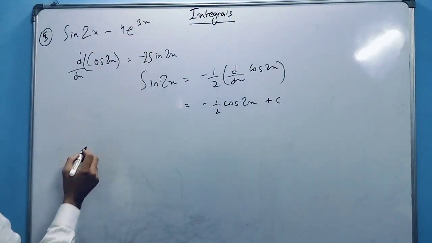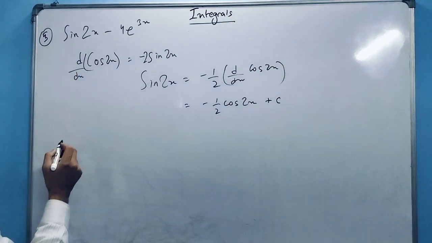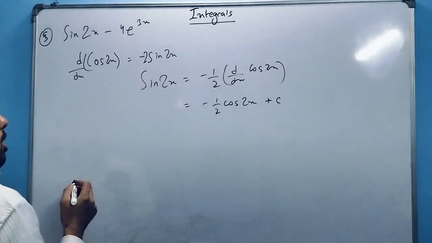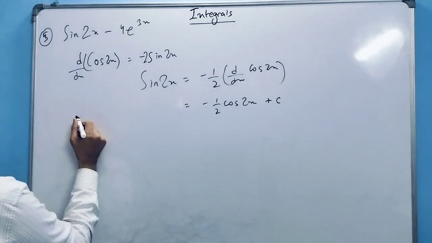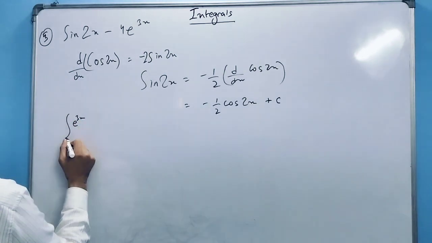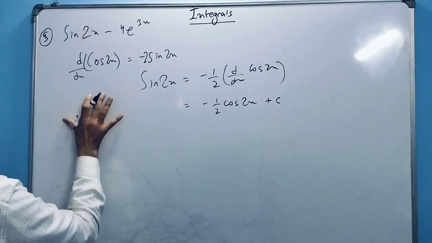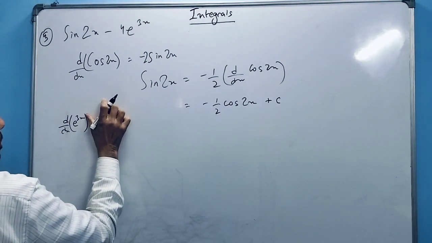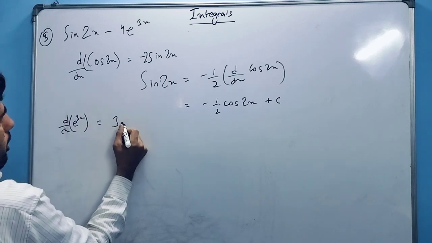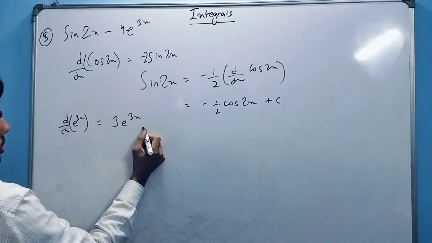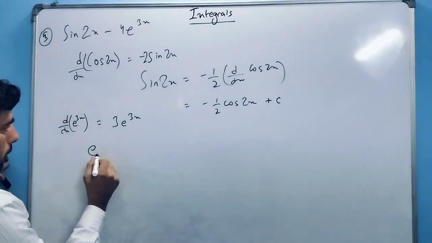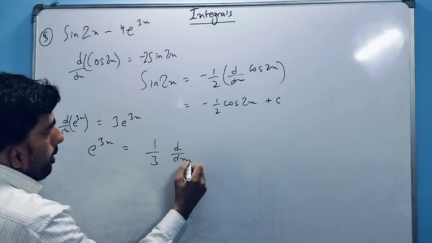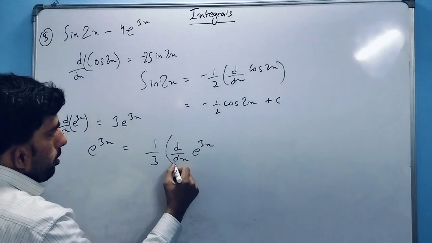Now we'll take this function here, e to the power 3x, and find a function whose derivative is this. First we need to find the derivative of this function, so I got 3e to the power 3x. So finally I got e to the power 3x is equal to 1 upon 3 of d/dx of e to the power 3x.